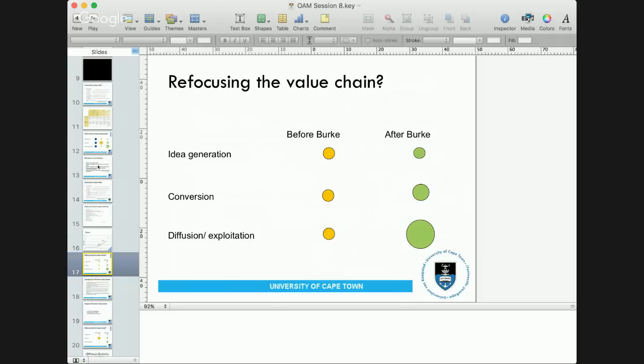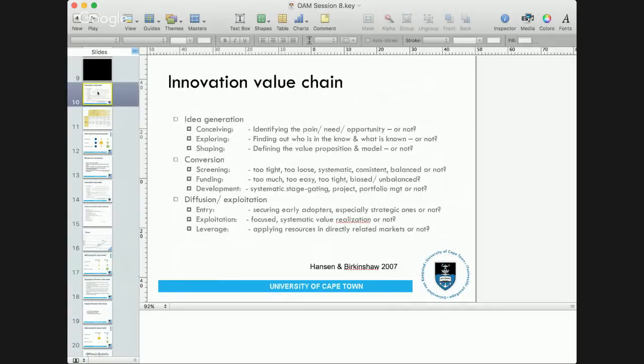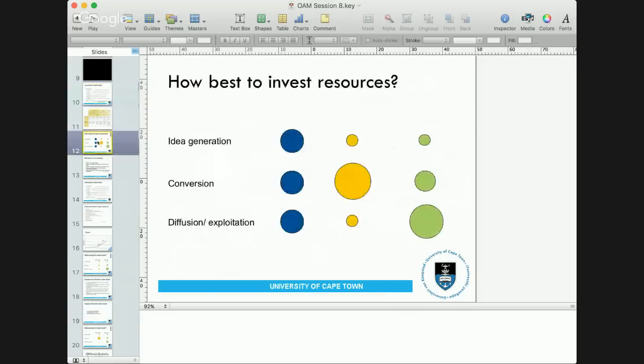So the idea generation, which was the original product, stayed much the same, but the conversion shifted. If you look at what we talk about in terms of conversion: screening, funding, development. Too tight, too loose, systemic, consistent, balanced, not funding, too easy, too tight, unbiased, balanced, development, systemic, stage gating, project, portfolio management. So they did a little bit more in conversion, but not a huge amount, moving to this picture of after the crisis.